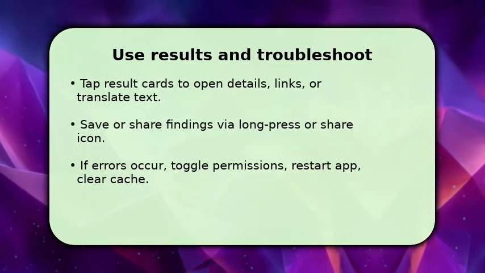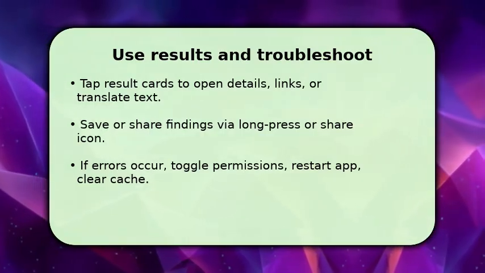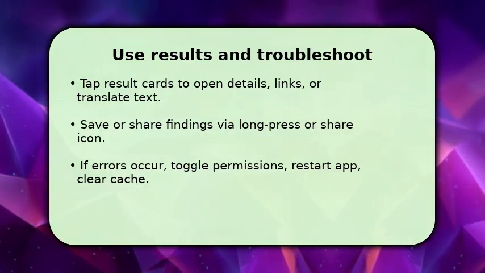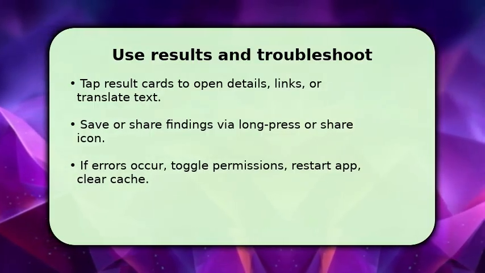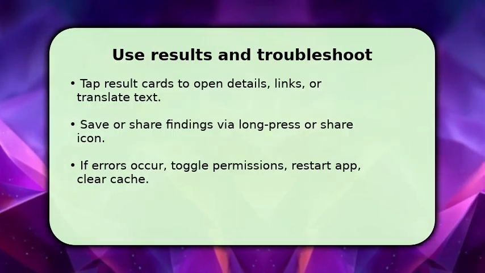If Circle Search fails, check permissions, restart the camera app, and clear the app cache. These steps usually resolve issues. Finally, update MIUI when prompted to keep recognition models current and accurate.